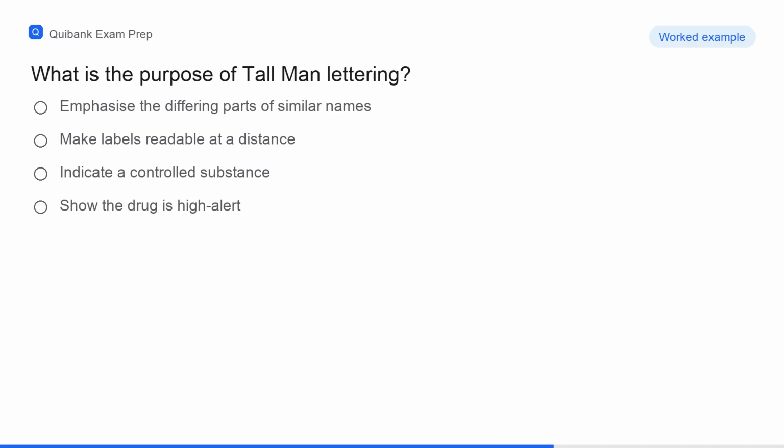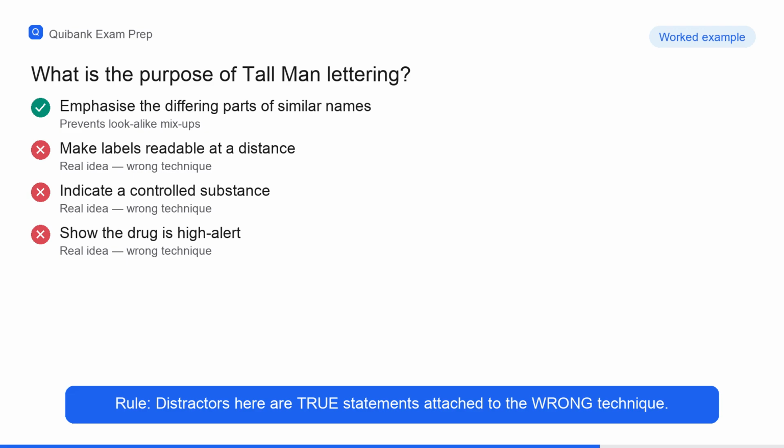One more, what is the purpose of tall man lettering? To make labels easier to read at a distance. To emphasize the differing parts of similar names and prevent mix-ups. To indicate a controlled substance. Or to show the drug is high alert. To emphasize the differing parts and prevent mix-ups.